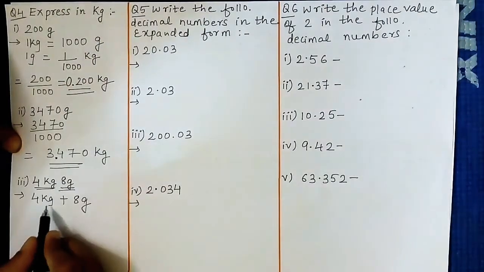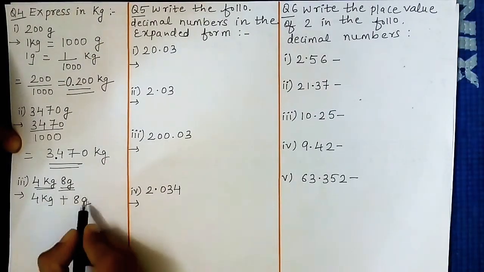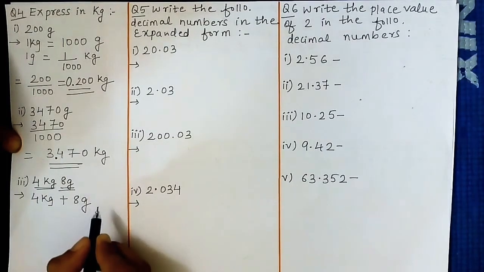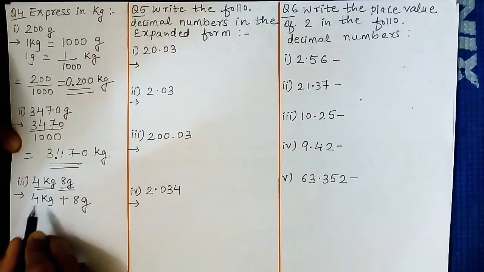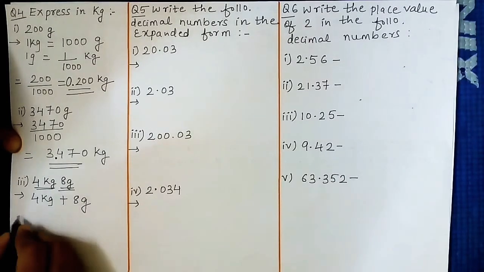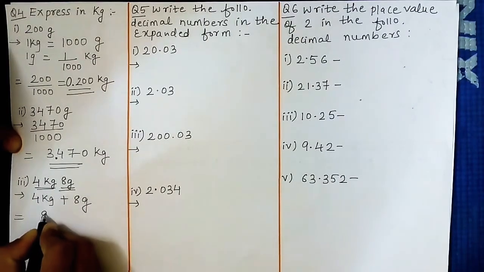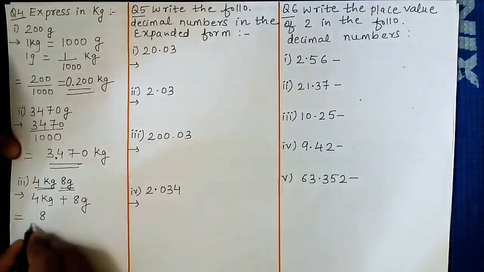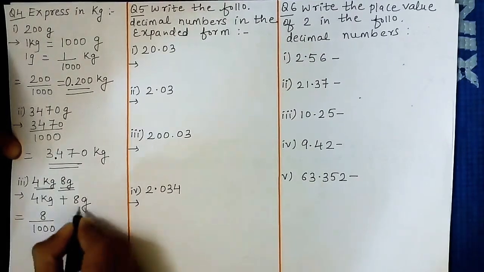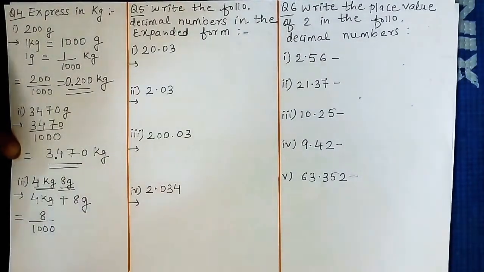So this 4 is already in kilogram. This is already in kg. So we don't have to change this. 8 gram we will convert in kilogram and then we will add up with 4. So we will get our answer. So 8 gram means how much kilogram? So that we will divide again by 1000. So this 8 gram we are converting to kilogram. So we will divide by 1000.